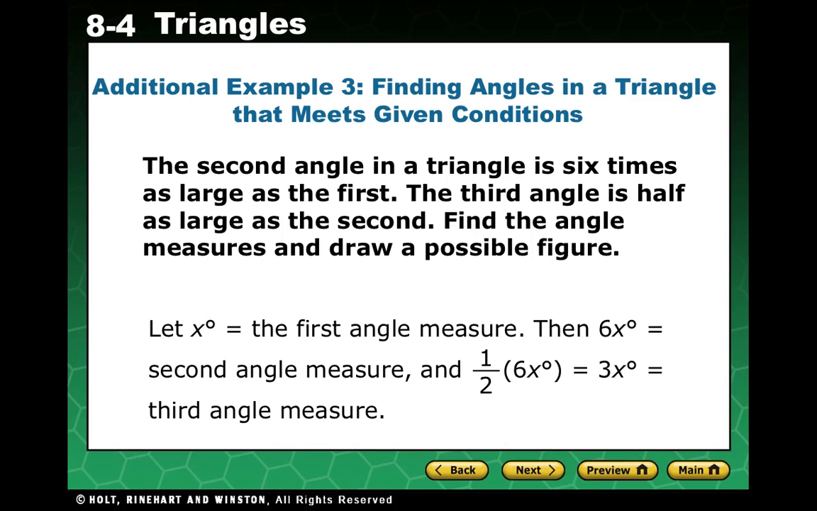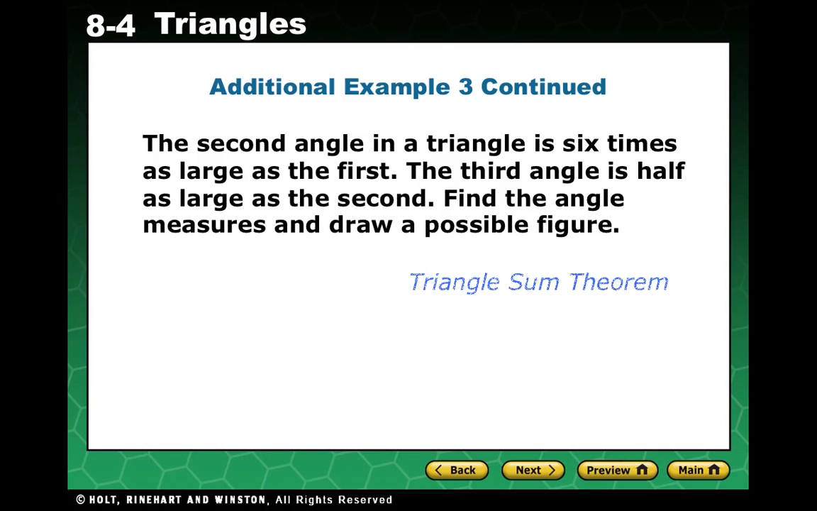Okay, so we're going to let x equal the first angle measure. And then 6x will be the second angle measure because it says 6 times as large as the first. And then the third angle is half as large as the second, so we'll have 1/2 times 6x, and it'll give us a third angle measure. We're going to take those and use the triangle sum theorem. Add these three together. x plus 6x plus half of 6x, which is 3x, equals 180 degrees.